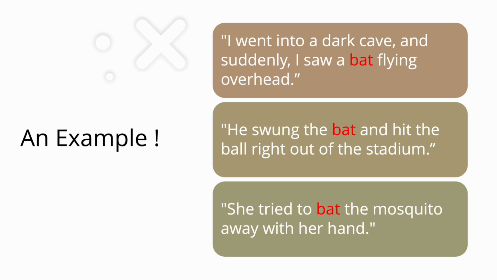Another thing is why these embeddings and contexts are very important, because the same word in English can have different meanings in different contexts, right? The river bank got flooded. The bank over here represents a river bank. The bank does not represent the physical banks where people keep money. Similarly, I went into a dark cave and suddenly I saw a bat flying overhead. This bat is an animal, while over here, he swung the bat, this bat is a cricket bat. The third scenario is that she tried to bat the mosquito. She tried to kill the mosquito.